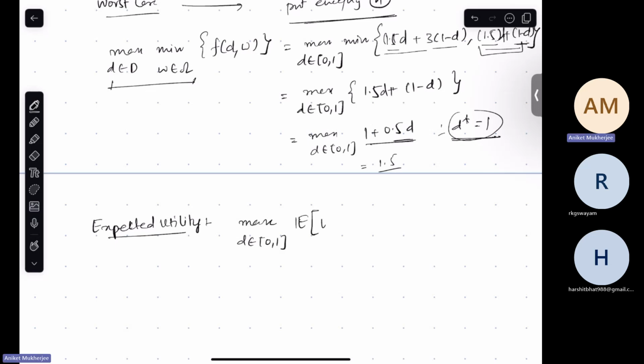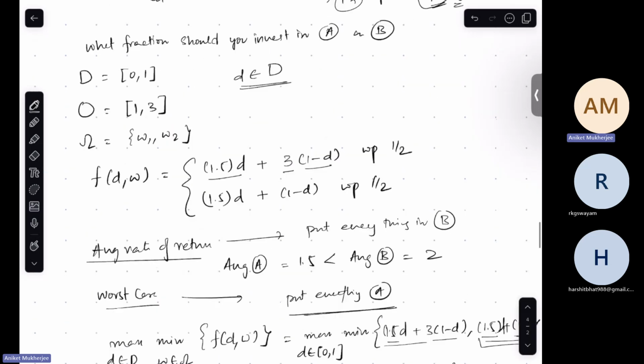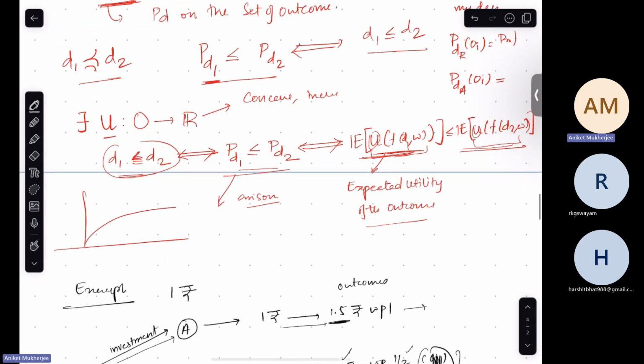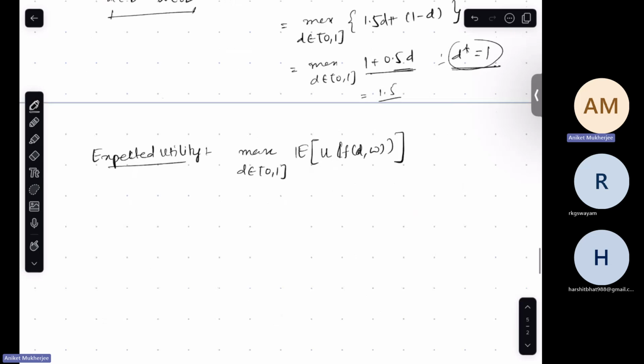Expected U of F(D, omega). This is what I want to maximize. So the utility theorem states that if my expected utility is greater than all my other decisions, then that decision is more favorable, right? So I want to maximize over the decision D. First, I'll write this down as a whole.